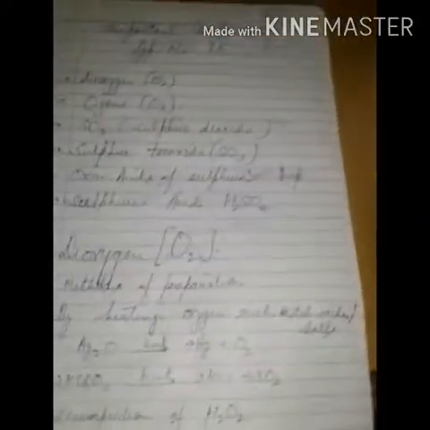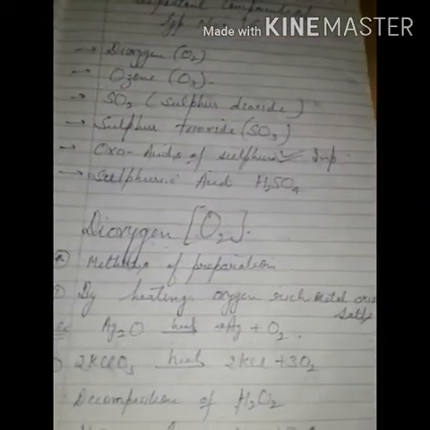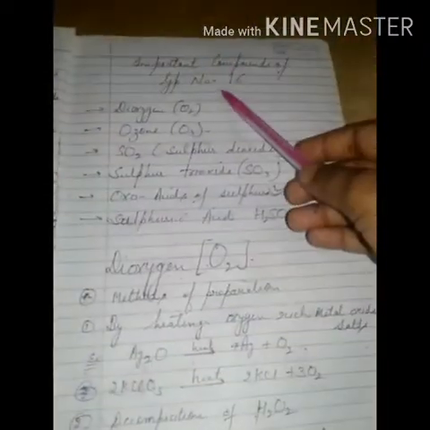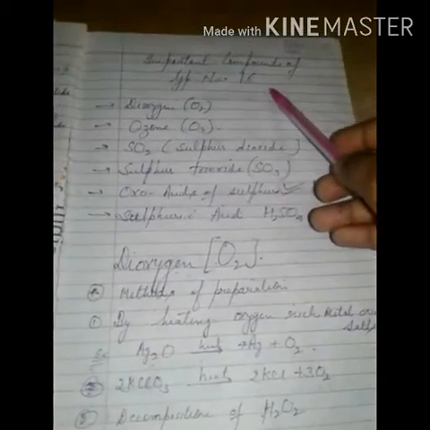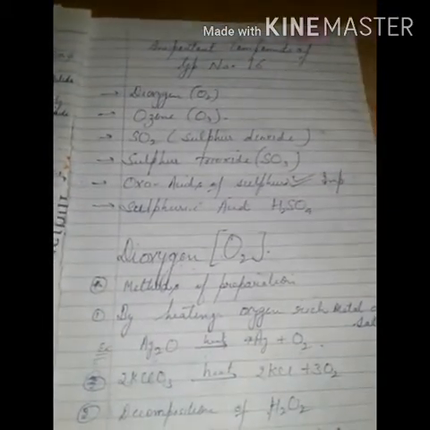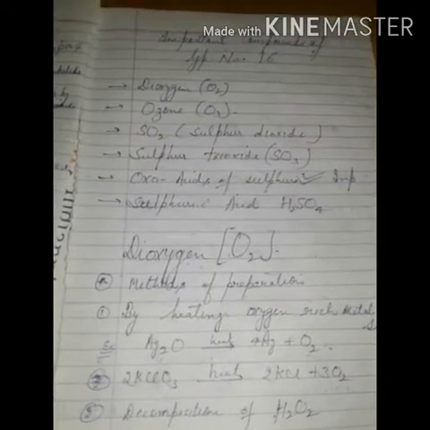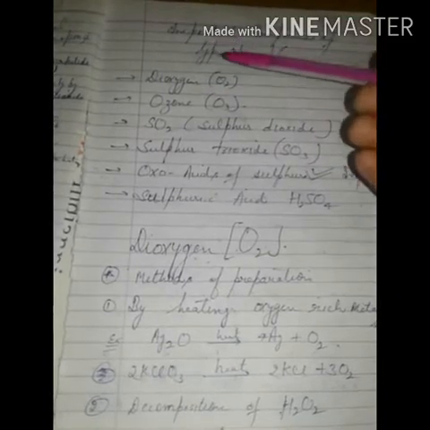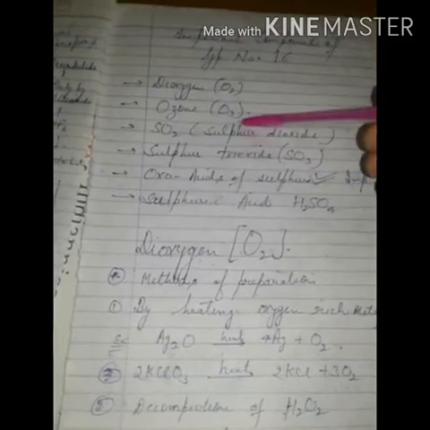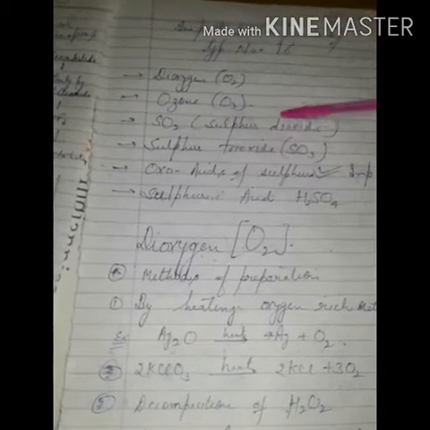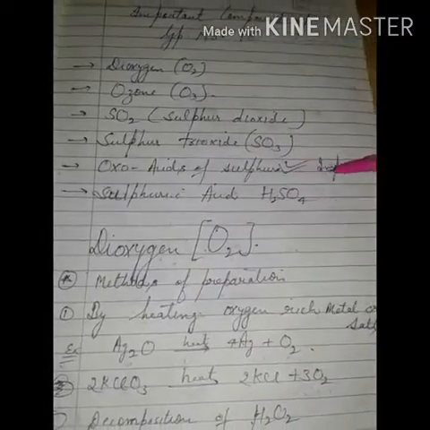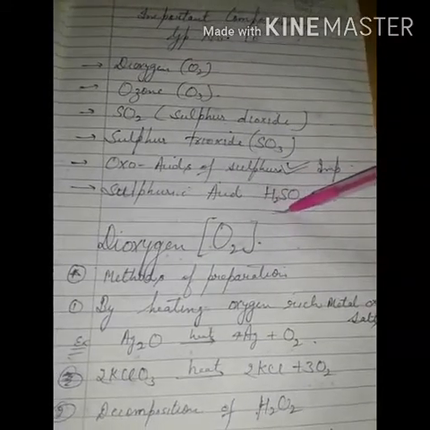Now after doing our chemical properties of group number 16, we are switching to the next topic, which is some important compounds of group number 16. So I have over here simplified which compounds are involved, which we will study. First is dioxygen, then O3 ozone, then SO2 sulfur dioxide, then SO3 sulfur trioxide. Then we will study some oxo acids of sulfur. Then the last topic will be sulfuric acid.